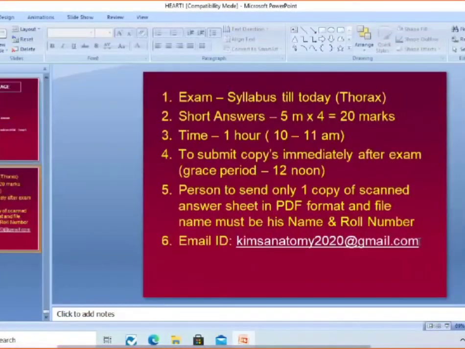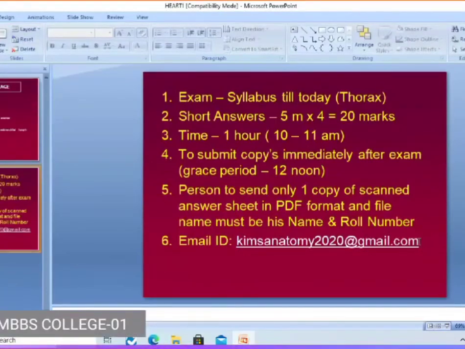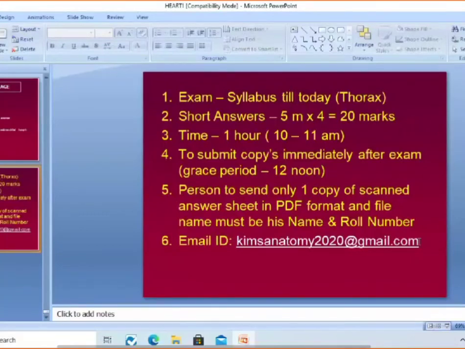And all these marks will be added to your internal marks. Don't think that we are just telling you something for nothing. In case your internal marks are less, then we will consider all your other answer sheets and other marks, and see to it that you get good marks if you are getting good marks in this examination. So tomorrow, please don't forget, from 10 to 11 you will be having an examination only on thorax, the syllabus completed until today.